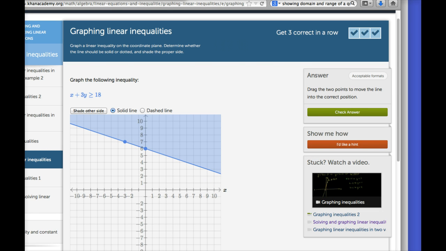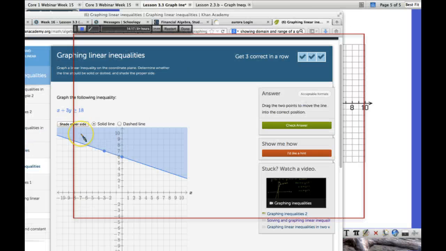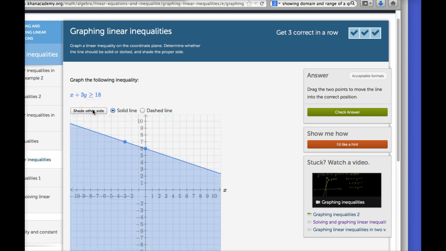Okay, now again, double checking our equation. Our sign is a greater than or equal to. So think to yourself, should that be a solid line or a dashed line? And we know a greater than or equal to is a solid line. The final thing we need to do is figure out which side to shade. Should we shade above or should we shade below? And there's a little toggle here. As you can see when I click, it goes to the bottom or it goes to the top.